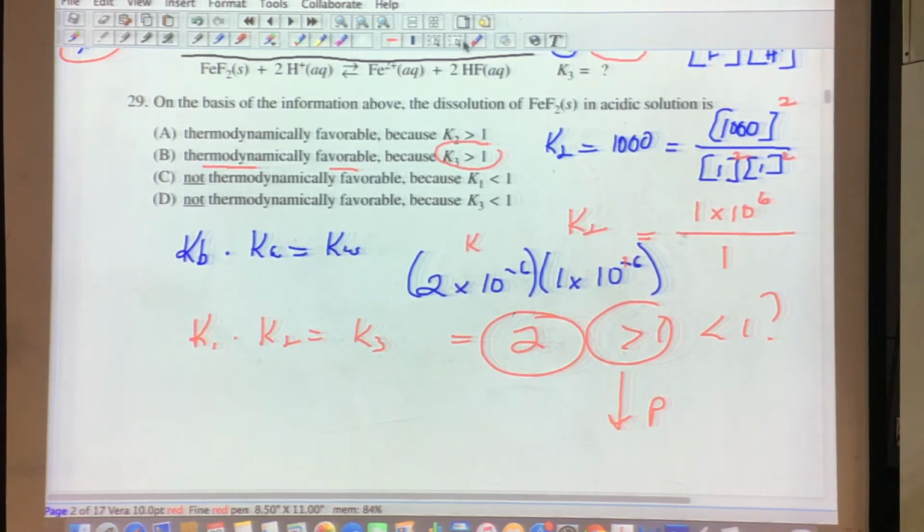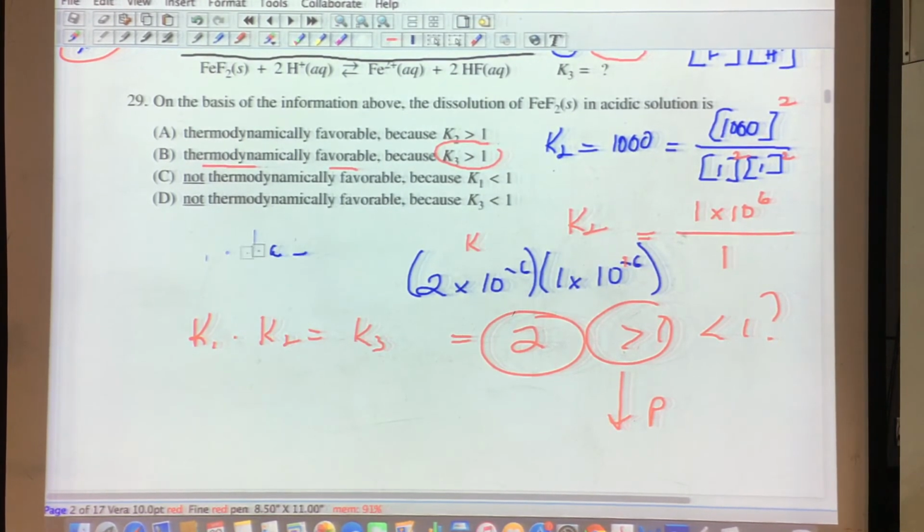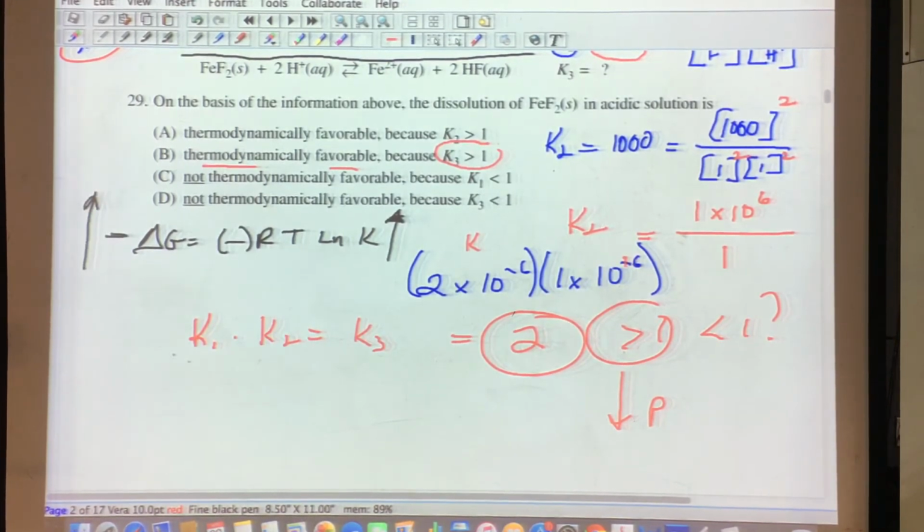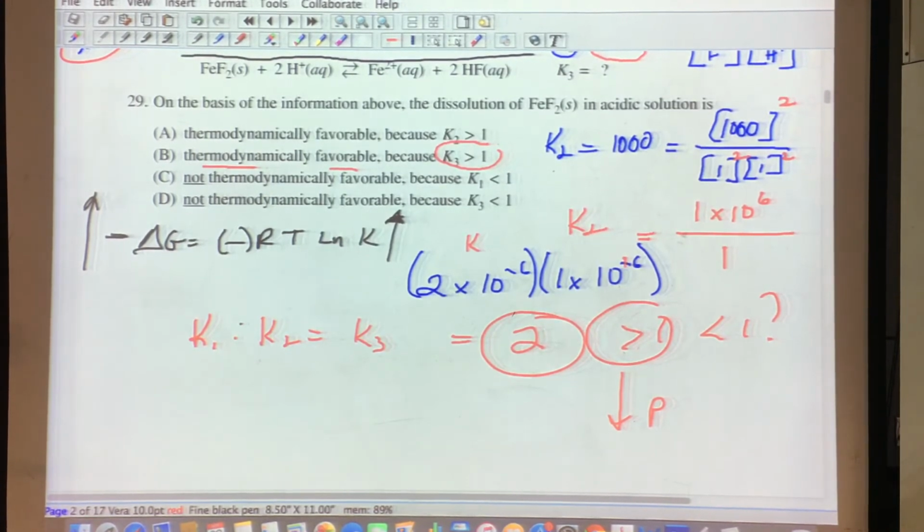We used this formula way back when. Delta G is equal to what? Negative RT ln of what? K. So as the K becomes bigger than 1, it maintains this negative. This becomes more negative for the forward direction. All right. A lot going on there.